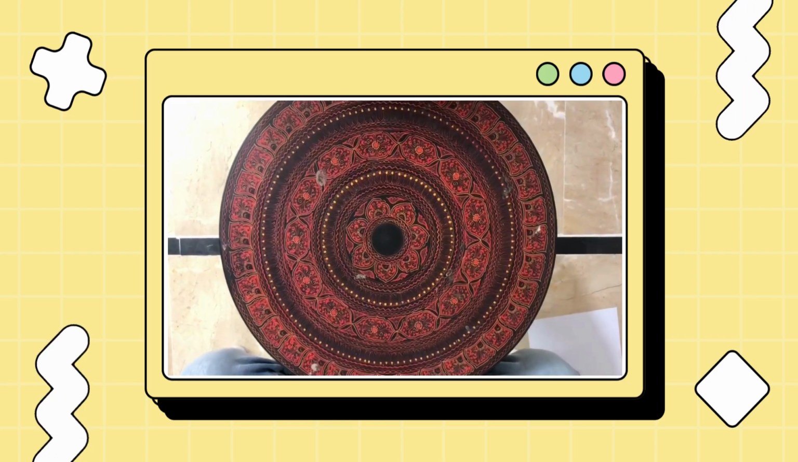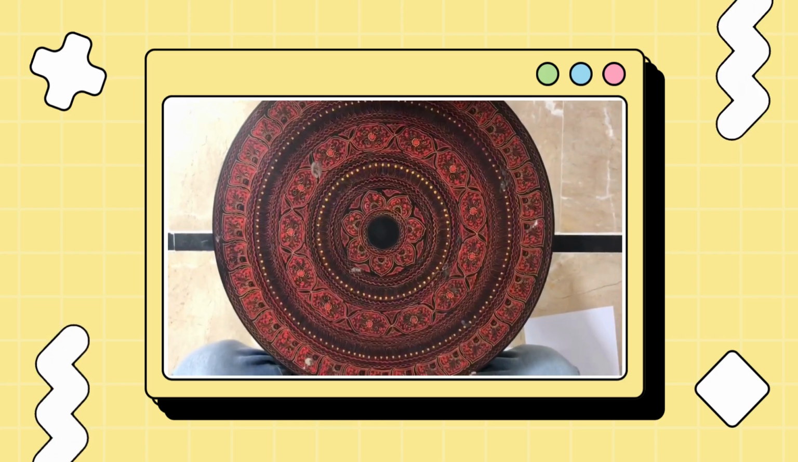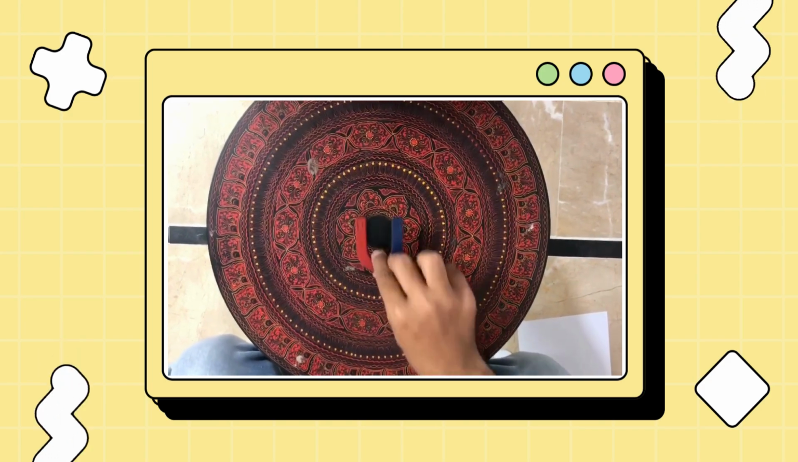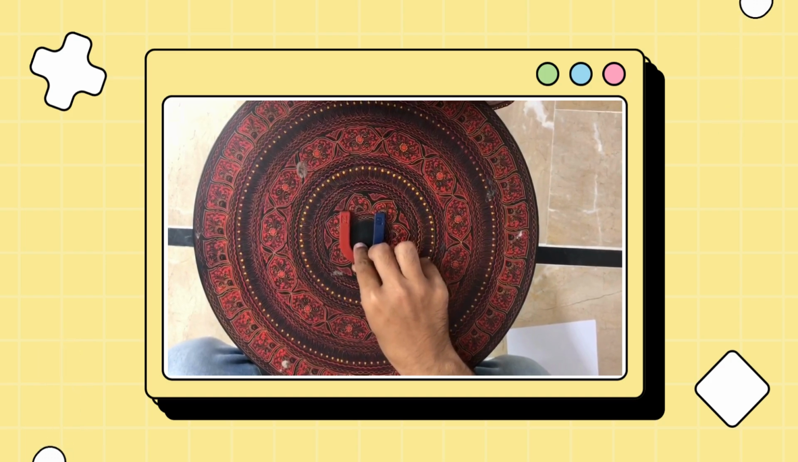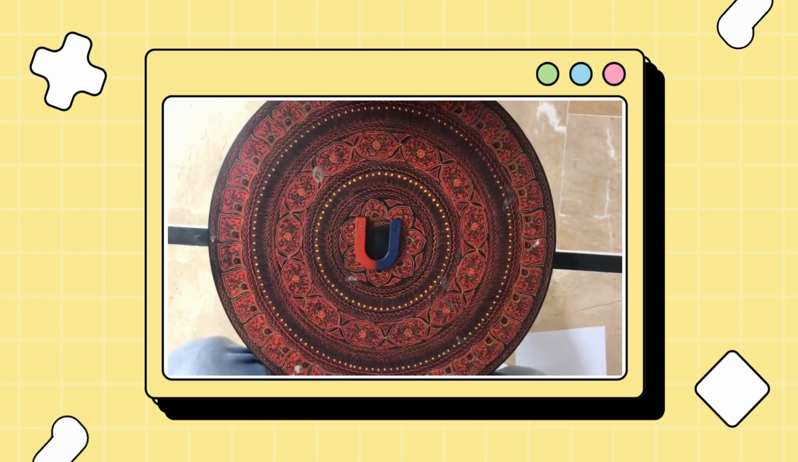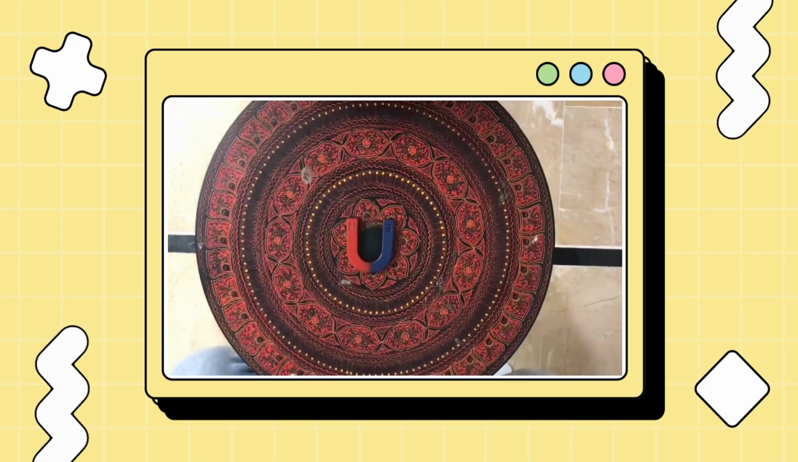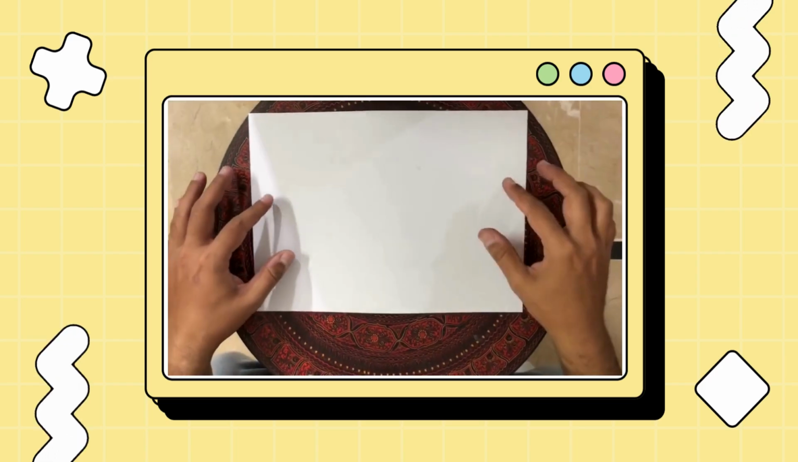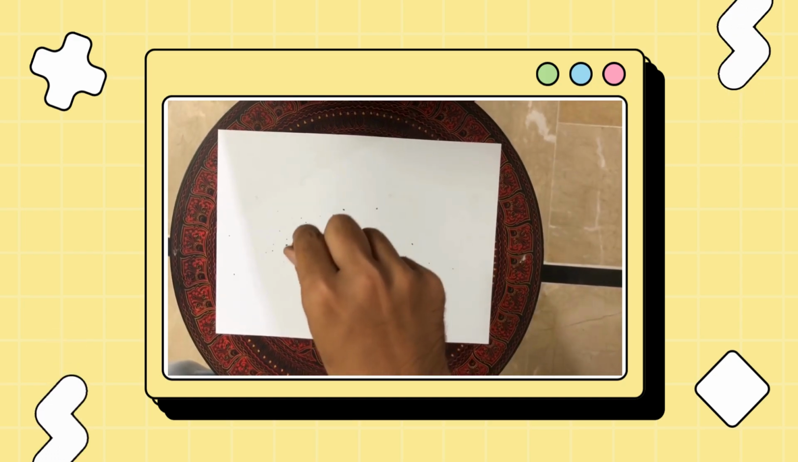Now let's look at the pattern that emerged from a horseshoe magnet. Place your horseshoe magnet on top of the table and then put a piece of white paper on top of it. Can you guess what kind of pattern will emerge? Let's see. Sprinkle some iron filings on top.